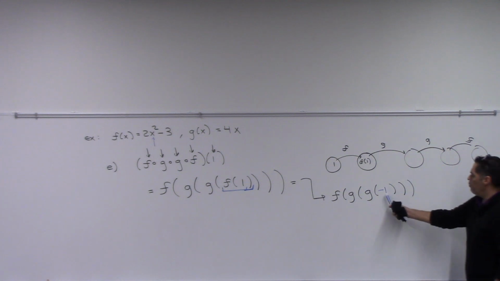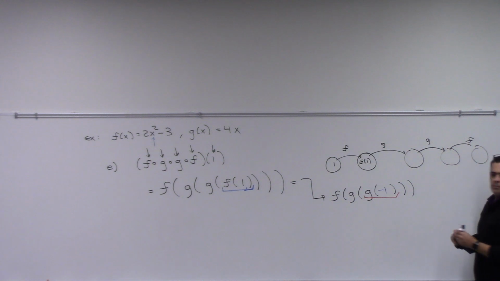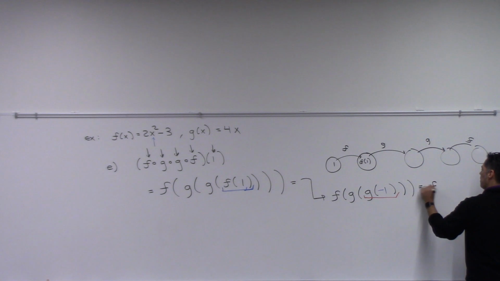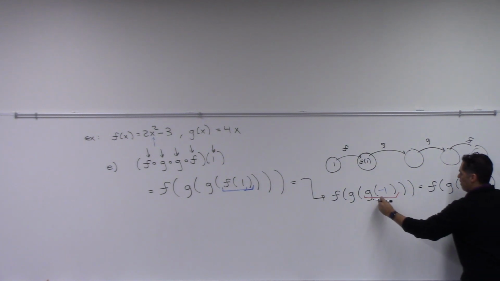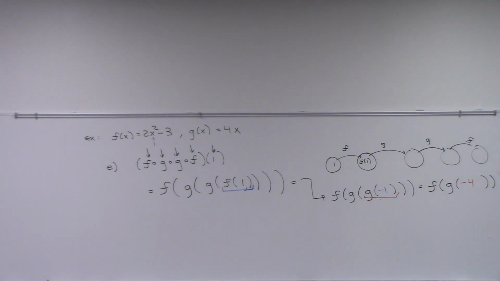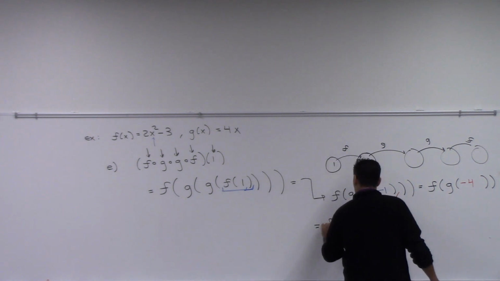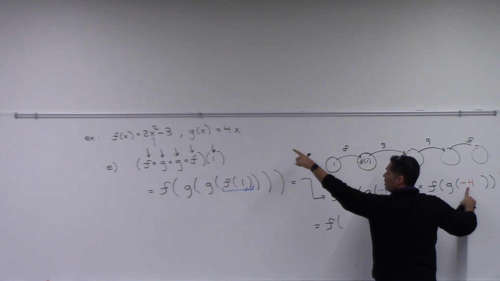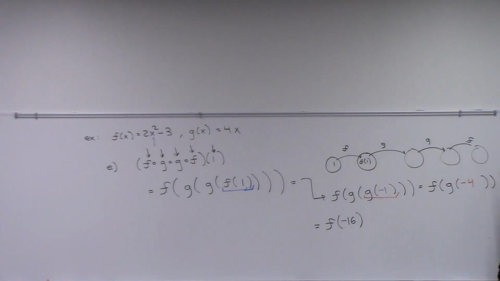All right, what's G of -1? -4, right? That's what happens when you plug -1 in there. So this is F of G of, and then this part became -4. 2 parentheses this time. Okay, so that went here. And now what's G of -4? When you plug -4 into G, you get -16. And now you got to plug -16 into F.